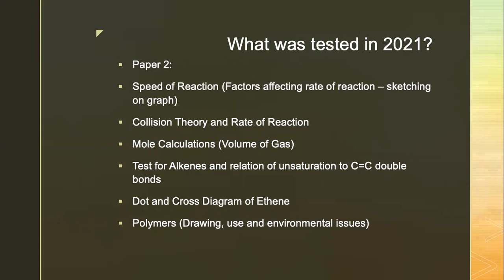So we have collision theory and rate of reaction, sketching of graphs, more calculations again. And then we have organic chemistry questions related to the test for alkenes using aqueous bromine, and the relation of unsaturation to C=C double bonds. And this is a dot and cross diagram I mentioned, and quite a number of marks were given to the concept of polymers. So this was a bit surprising.